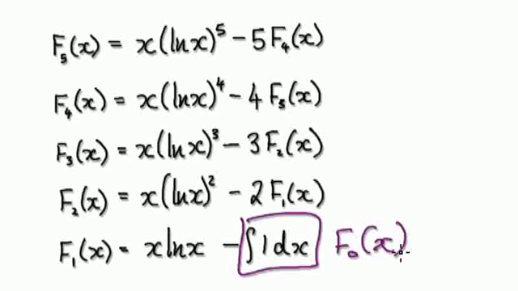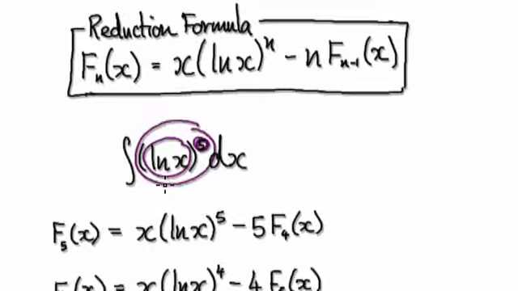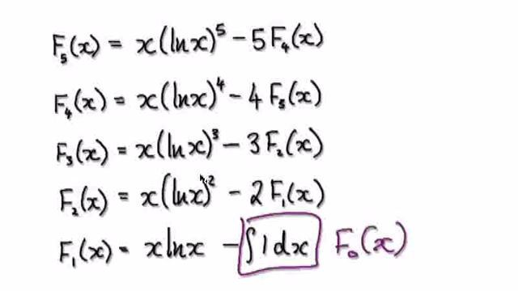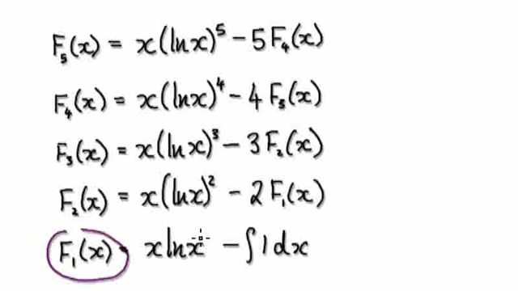And this, by the way, is f of 0. And then if you look back at the original formula here, f of 0 would really mean this thing to the power of 0. Well, this thing to the power of 0 is 1. So this f of 0 here is really this bit here. Okay? So now we know f of 1.